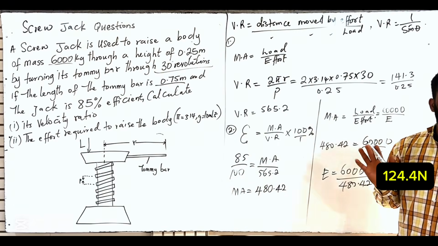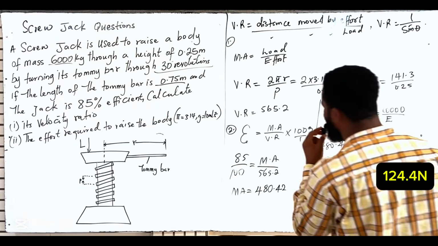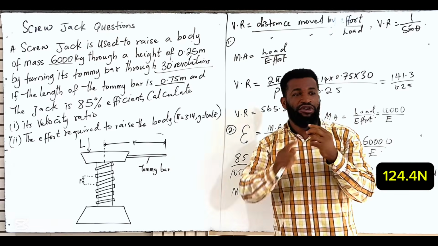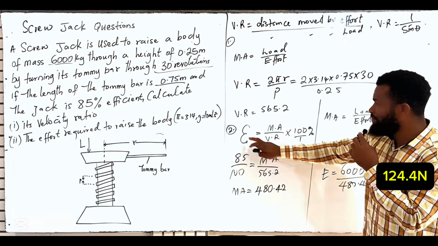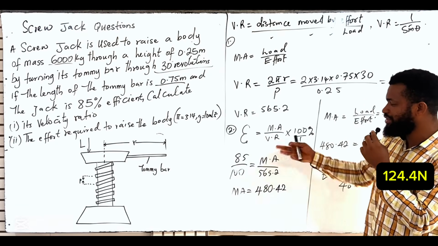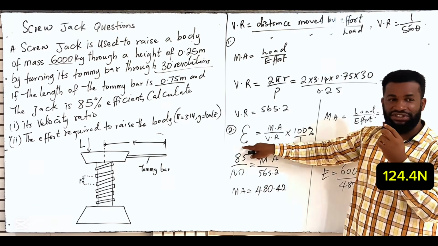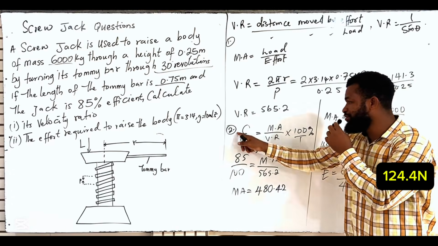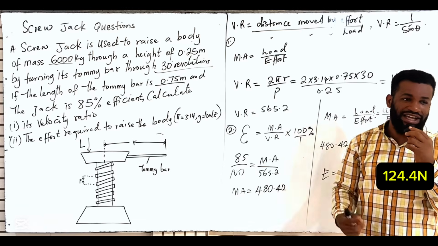Any question? You say, what if the efficiency is not given? For them to give us anything for us to solve, there must be one they did not give us and ask us to find. For example, I have efficiency, mechanical advantage and velocity ratio. These are three things. It's either they give me two and ask me to find efficiency, or they give me two and ask me to find mechanical advantage, or they give me two and ask me to find velocity ratio. So they must give me two out of the three and ask me to find the other.